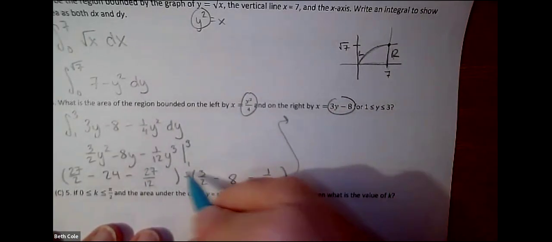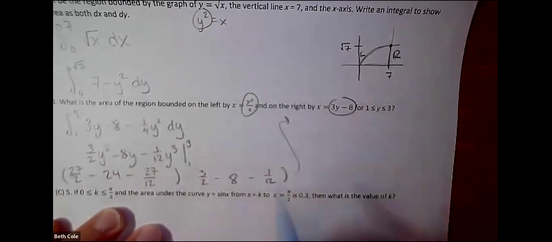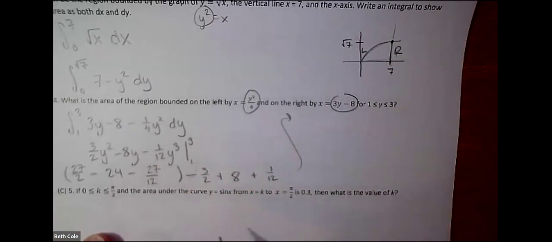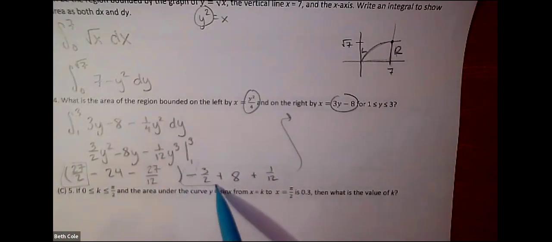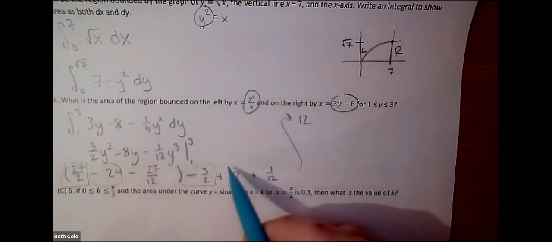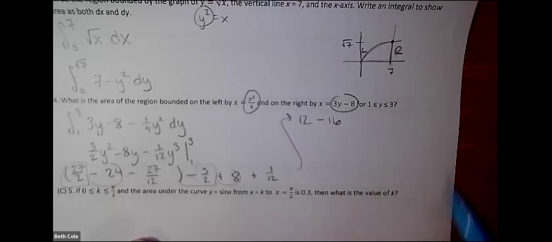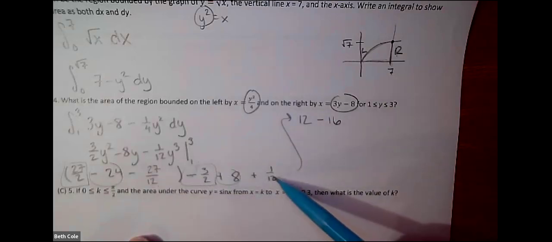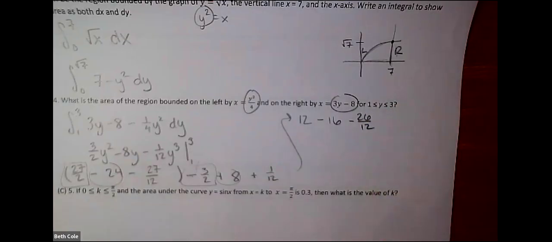All right, first thing I'm going to do is distribute this negative sign. So it's going to be minus 3/2 plus 8 plus 1/12. And then I'm going to combine what I'm calling like terms together. 27 halves minus 3 halves is going to be 24 halves, which would be 12. I have negative 24 plus 8 would be negative 16. And then I have negative 27 twelfths plus 1/12 would be negative 26 twelfths.